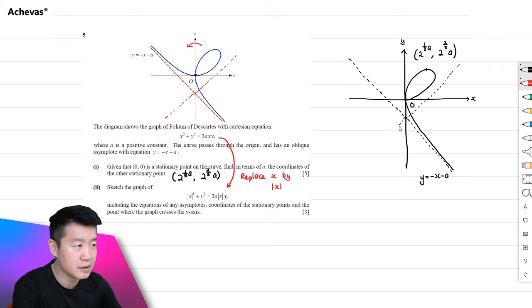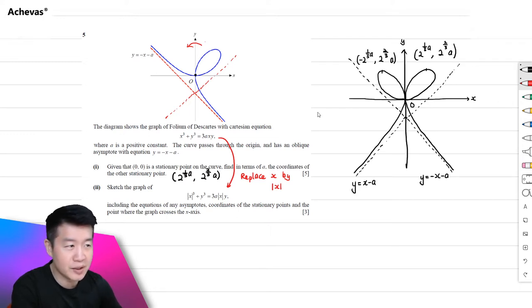So it is this. And I have this. This will be the line y is equal to, replacing x by minus x, it will be minus minus x, so x minus a. My reflected graph will look something like this. So here, I guess this is where the ribbon lies. So the other part here is going to be tending towards the asymptote. And the maximum possible point here will be minus 2 to the power of 1 over 3a and 2 to the power of 2 over 3a.